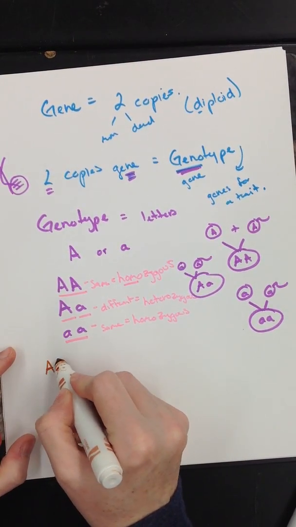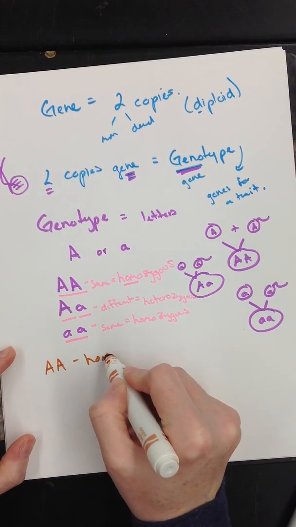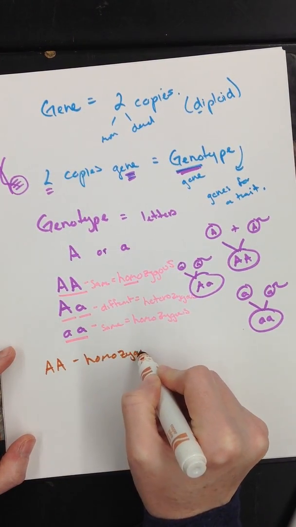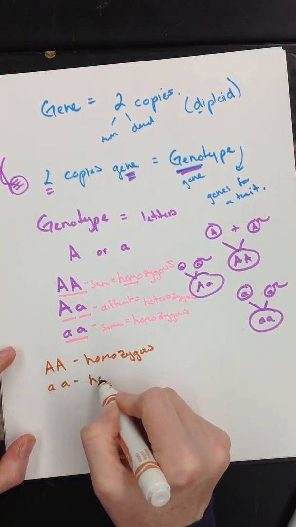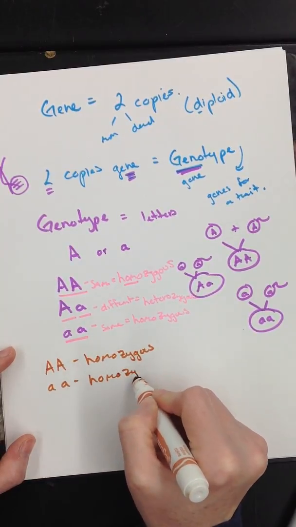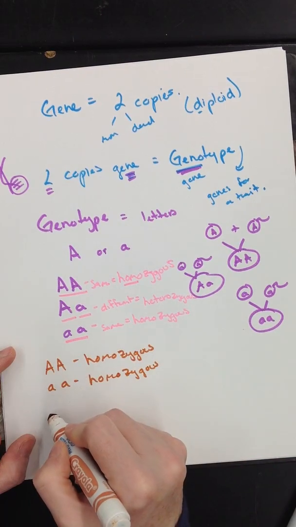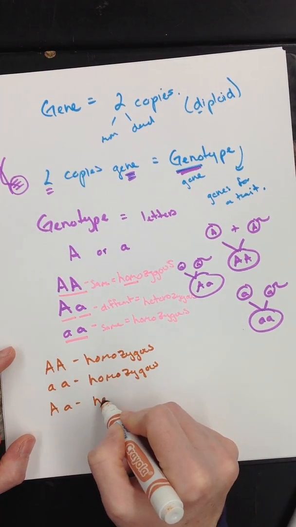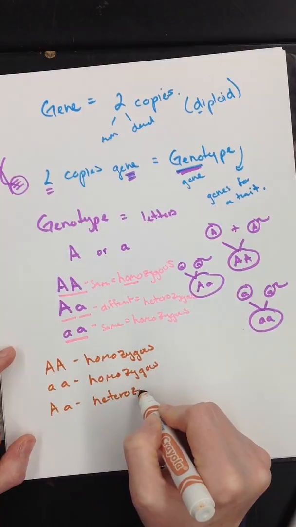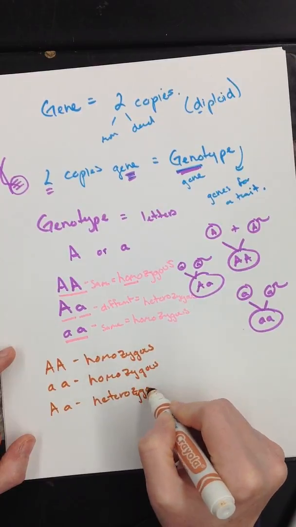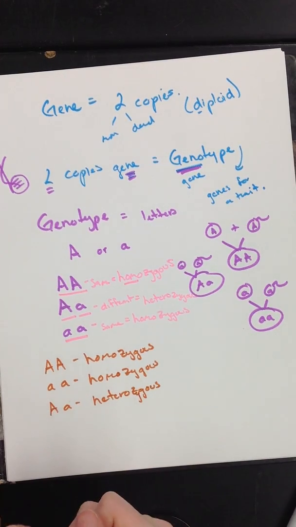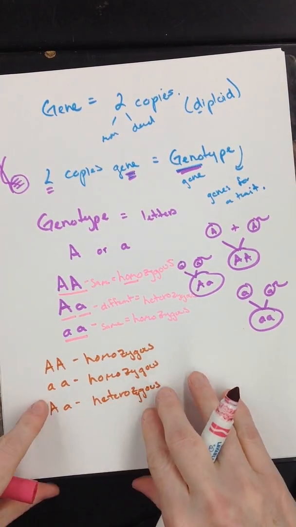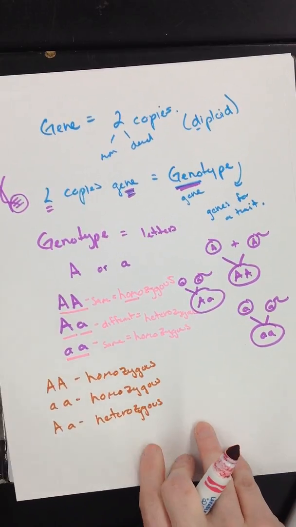All right, so now for genotypes, we can use letters. We can have big A, big A. This is a homozygous genotype. We can have little a, little a. This is a homozygous genotype. Or I can have a big A and a little a. This is a heterozygous genotype.